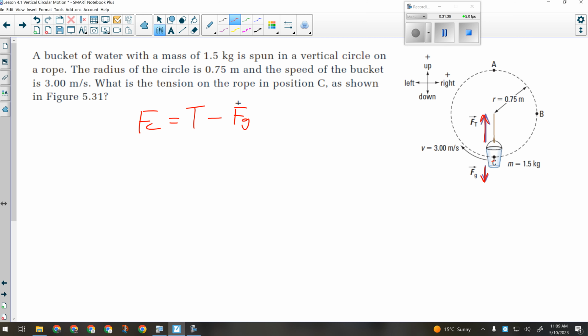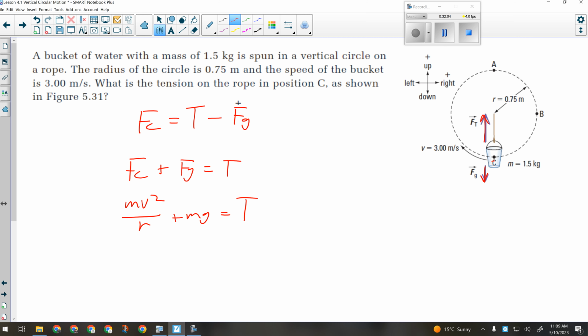If I am looking for the tension, what do I need to do with gravity? Add it over to the other side. All right. Now that makes sense because the tension has to overcome gravity and then act as a centripetal force. So it needs to be bigger than both of them, or be the sum of the two of them. Okay, so we would have mv squared over r plus m times g equals the tension in the rope.